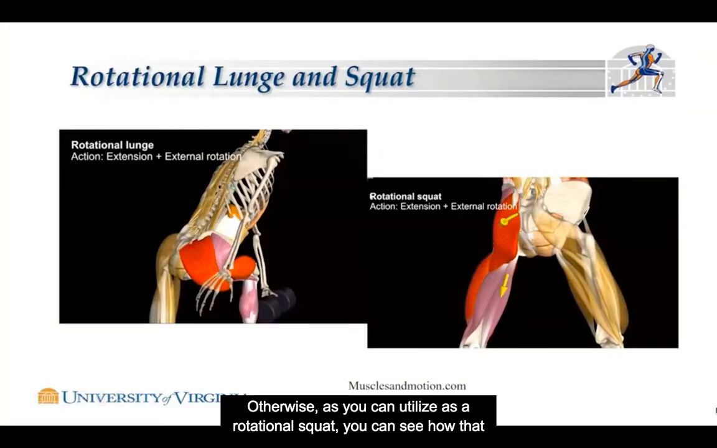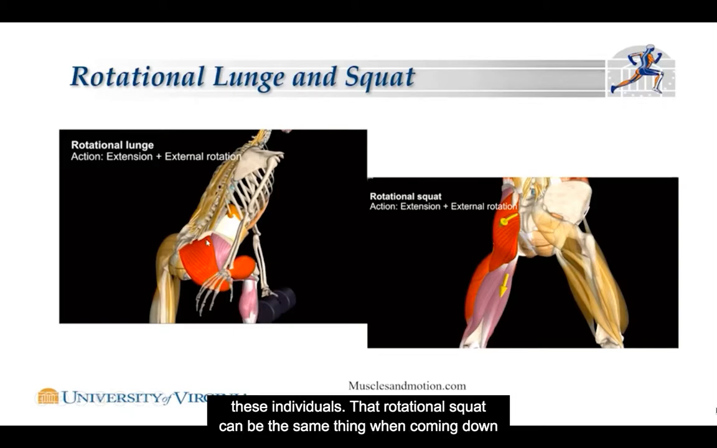Other ones that you can utilize is a rotational squat. You can see how that would affect on that lunge. That rotational lunge, you'll get that extension, that external rotation, but you're also going to get that serape effect and that functional back line all the way through there that's going to be activated with these individuals.